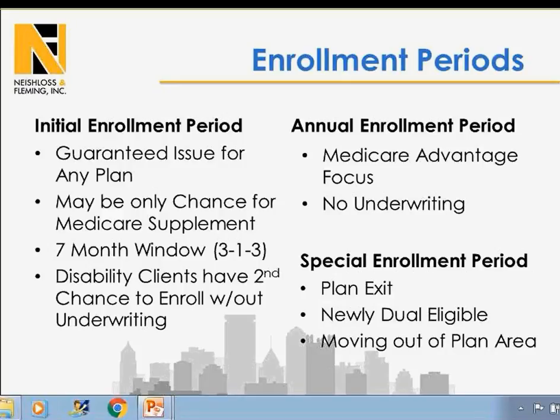Okay. I've got a few questions here. The 7-month window for Medicare and Medicare Advantage and Medicare Supplement plans. That is the turning 65 window. So when you turn 65 or when you leave an employer-funded plan, you have 3 months prior, the month of your birthday or the month that you left the plan, and 3 months after. And you can enroll at that time in either Medicare Advantage or Medicare Supplement without ever having to worry about underwriting.